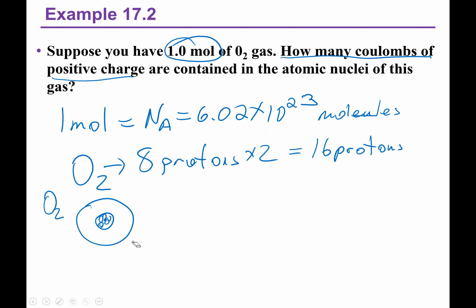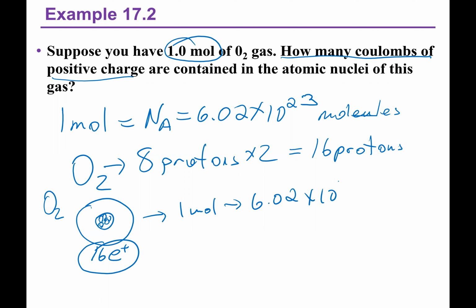So it has 16 protons. Each one has 16 protons. That means I can write it as 16 protons like that. So each oxygen molecule has 16 protons. And how many oxygen molecules do we have? Well, we have 1 mole of it, which means 6.02 times 10 to the 23 of those.